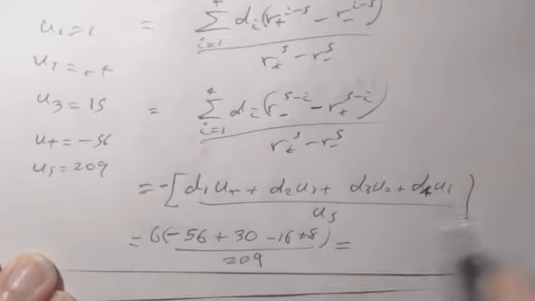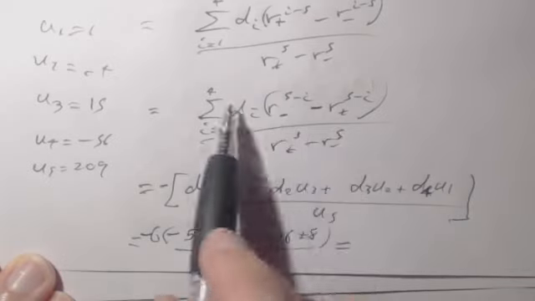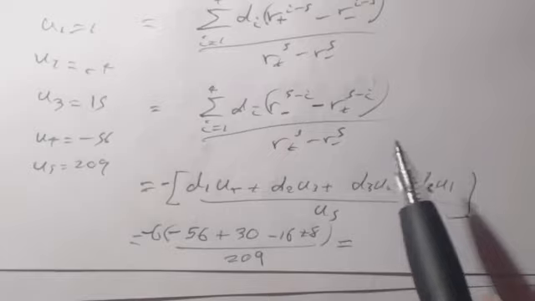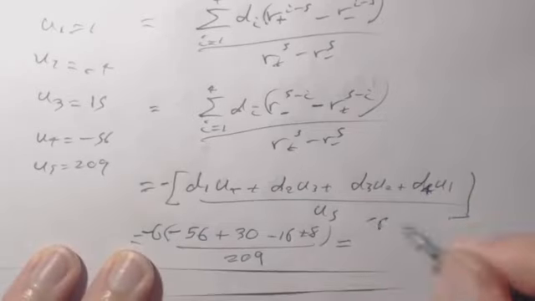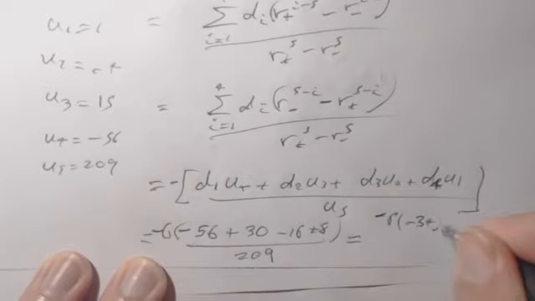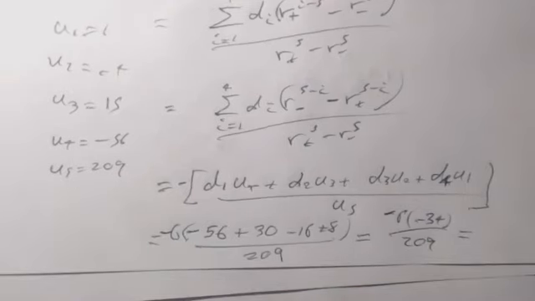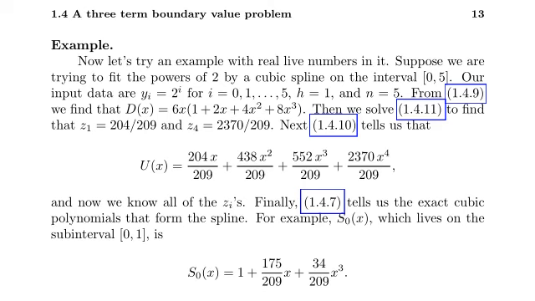The whole thing was negative because here we had r minus to a power minus r plus to the power, so to swap them around to get r plus to a power minus r minus to the power, we need to multiply through by minus 1. So what we get here is minus 6 times, let's put this into a calculator, minus 56 plus 30 minus 16 plus 8. Minus 6 times minus 34 over 209 equals 204 over 209, which again is exactly what they had in the book, so that works out in the end.